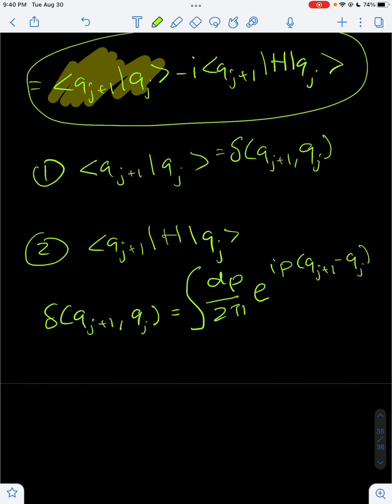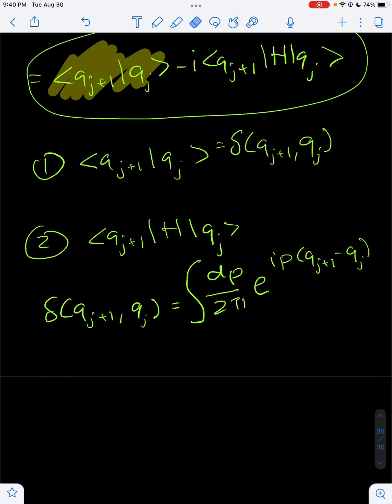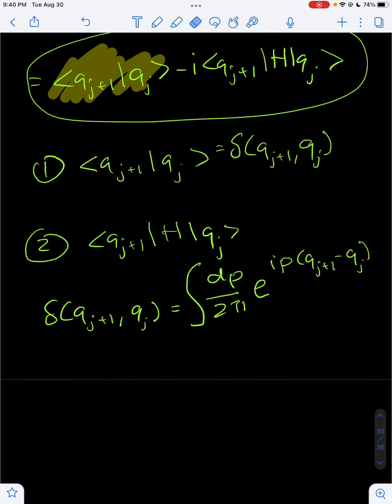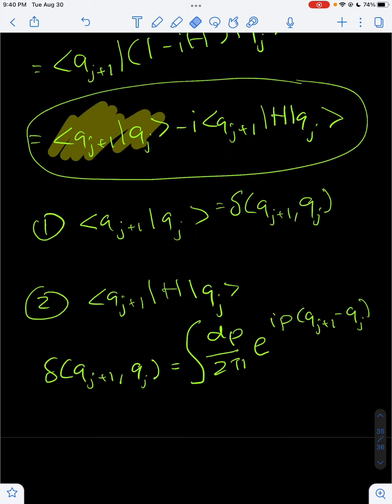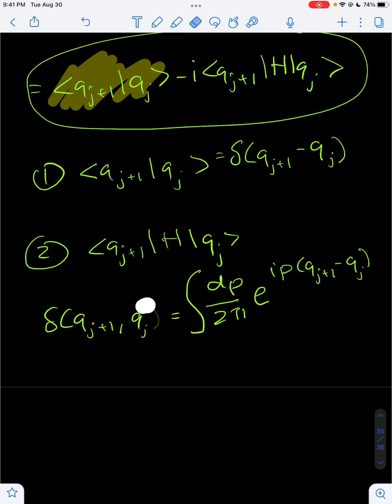Let me think. Why did I write this as minus q_j? So this would be dq_{j+1} minus q_j. It should be a minus, not a comma.